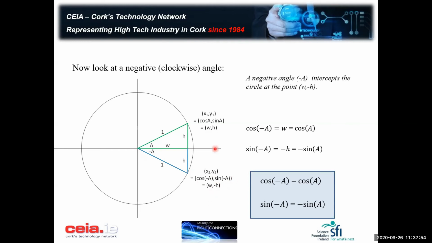And by comparison, you can then see that the cosine of minus A is still W, so it's the same as the cosine of A, whereas the sine of minus A is now minus H, which is minus the sine of A. So just put those two identities in a box there because they are to be remembered. Right, moving on.